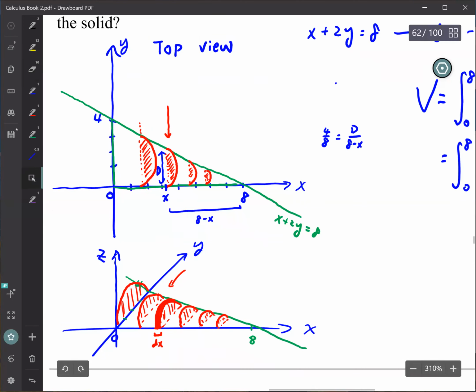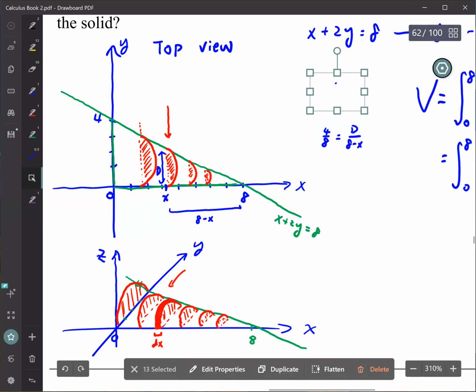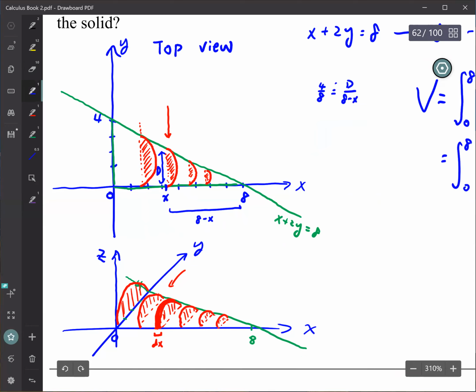Okay, take this, fold it up. Okay, so let's isolate the D, the diameter. So D will be, the left side will be half, right? So it'll be half 8 minus x, right? Cross multiply.